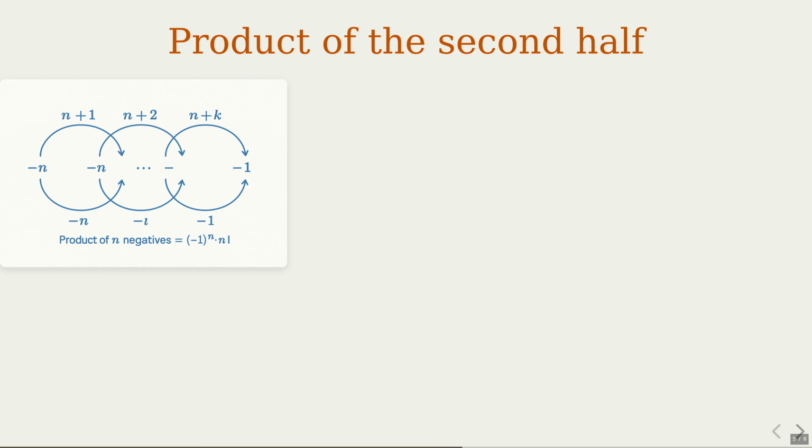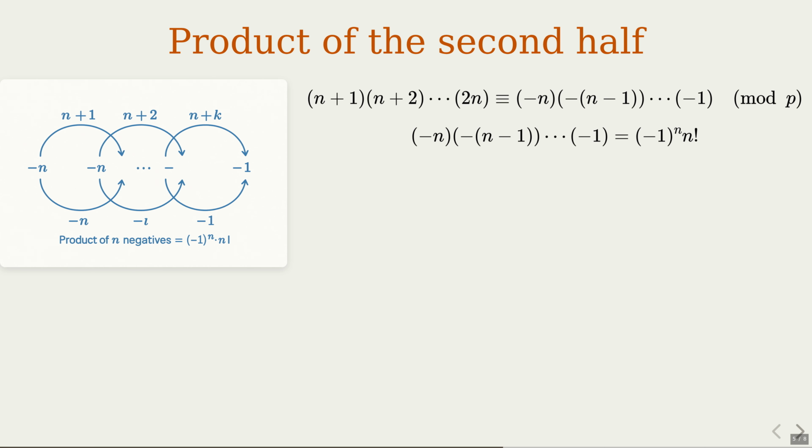Using the negative partners, we can now express the product of the second half in terms of n factorial. First, each term n plus k in the second half is congruent to a negative number, so the whole second half product is congruent to the product of those negatives. Multiplying n negative numbers contributes a factor of -1 raised to the n, and the remaining absolute values multiply to n factorial. So the second half is just n factorial with an overall sign that depends on whether n is even or odd.